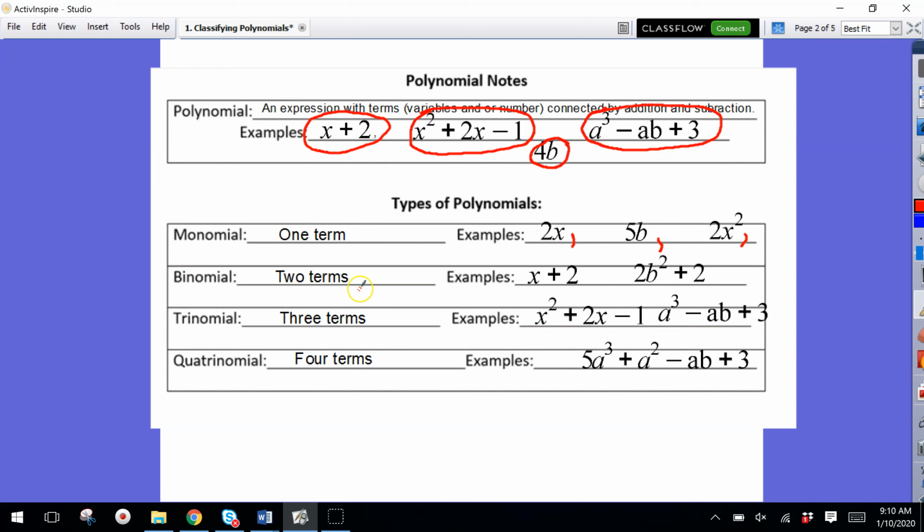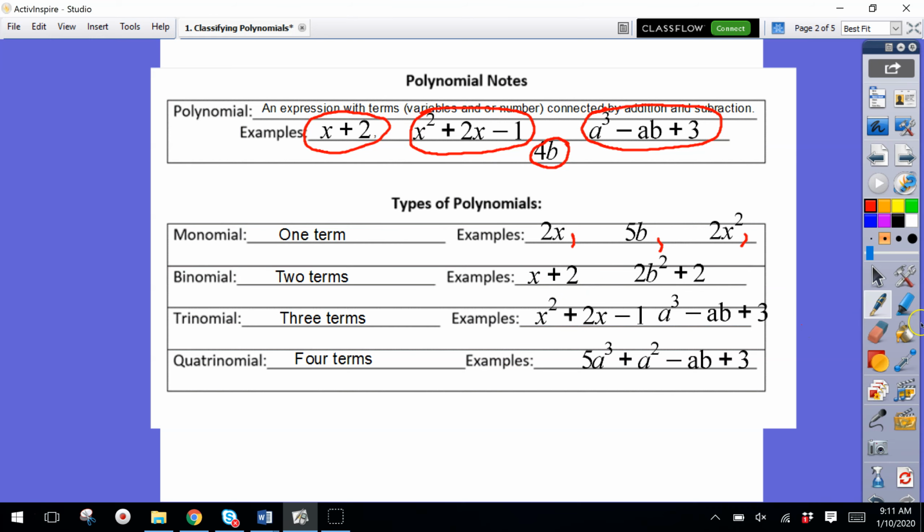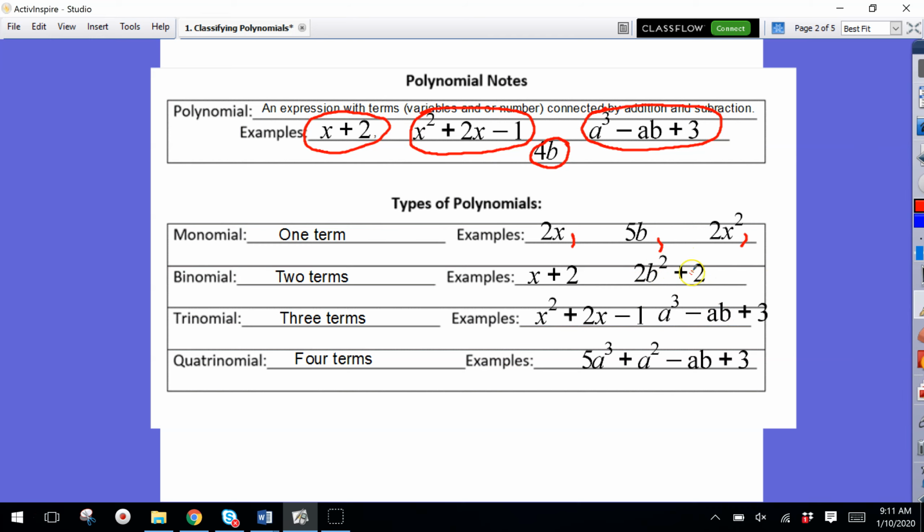Now, a binomial has two terms. So examples of this are like x plus 2. You have an x and you have 2, and it's being connected by addition. And then you also have 2b squared plus 2. This is another example. You could put a minus in there if you felt like it. As long as you only have two terms in it, it's a binomial.